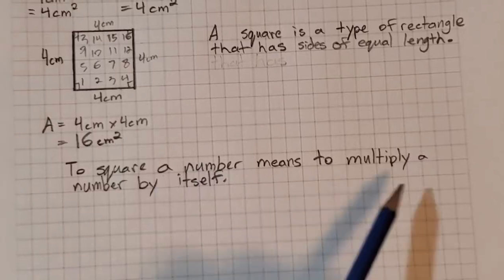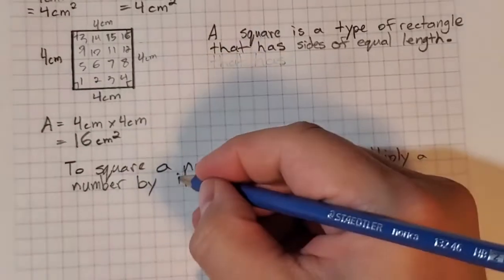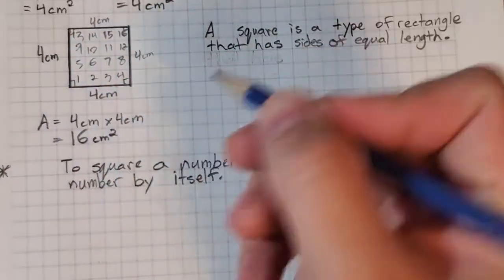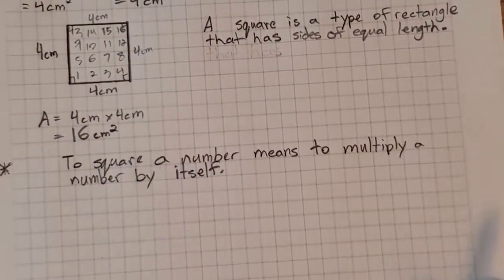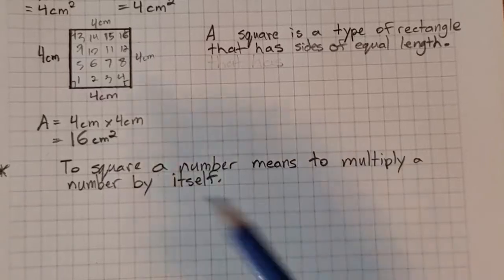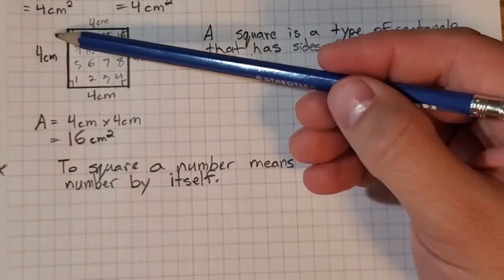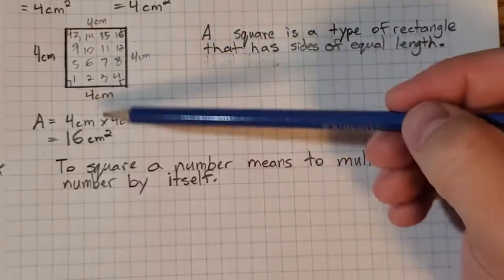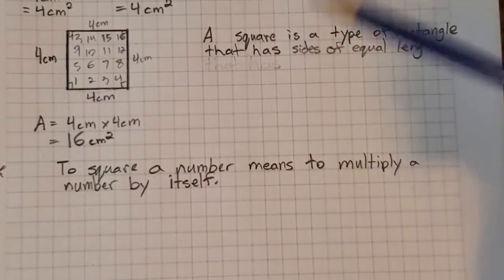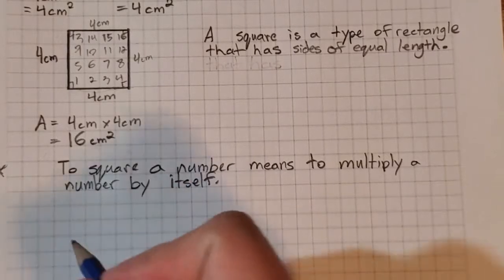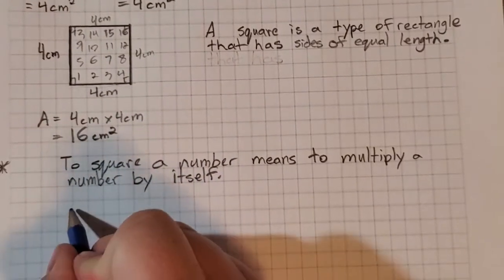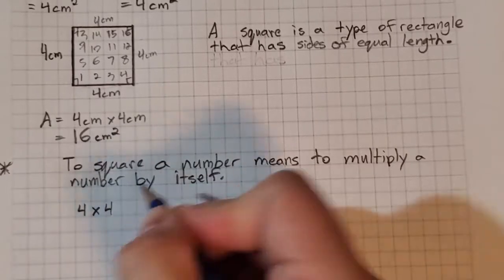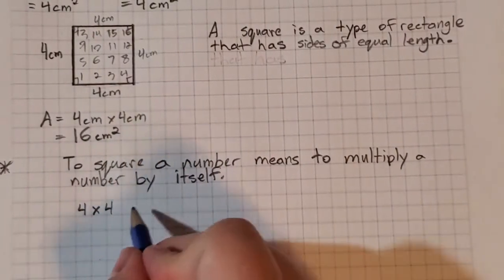to square a number means to multiply a number by itself, okay? This right here, this is the key thing to know for this lesson. To square a number means to multiply by itself. So we had a number here, 4 centimeters, and we squared it. We made it into a square, and that means a number times itself. So for example, if we say something is 4 times 4, well, that actually means the same thing.